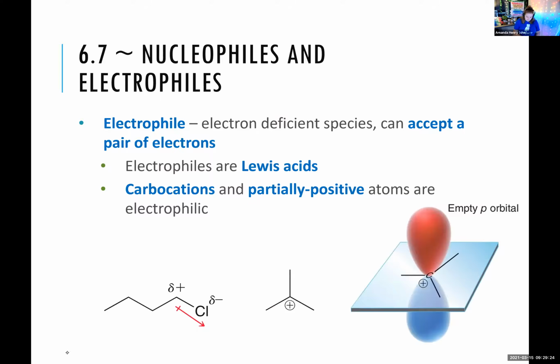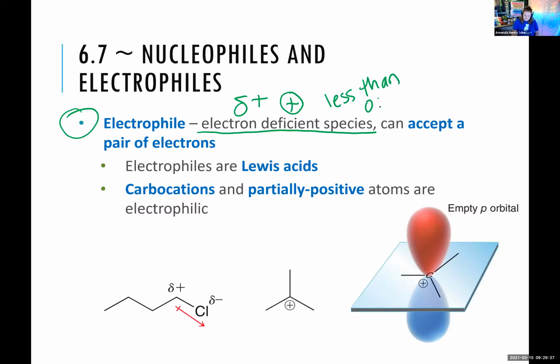Electrophiles, then. Our electrophiles are electron deficient species: partially positive, fully positive, or less than an octet. They can accept a pair of electrons, which means that they are technically Lewis acids, because that's our Lewis acid definition.